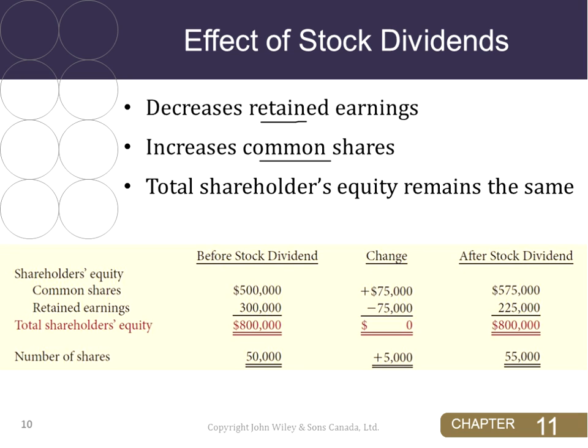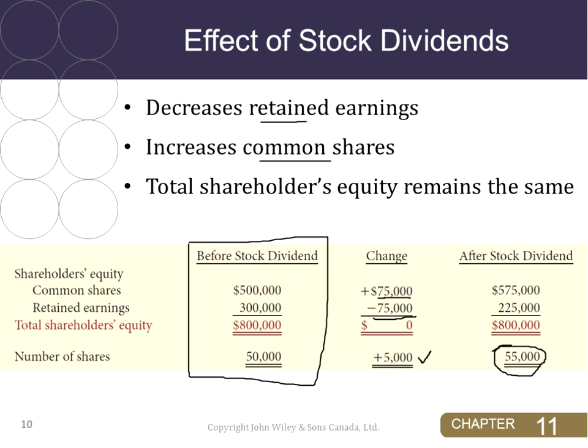So you'll see what we've done before the stock dividend, we had the following information. After the stock dividend, we've added 75,000 to our common stock, and we've subtracted 75,000 from our retained earnings. And our number of shares has gone up. We've issued another 5,000 shares, and so now we have 55,000 shares outstanding.